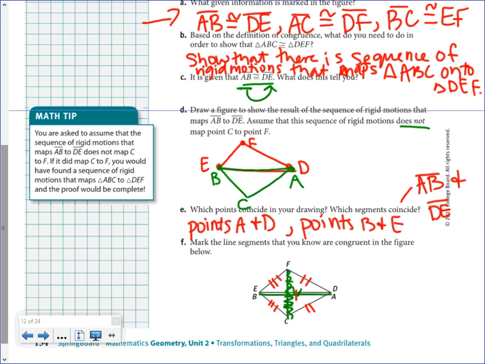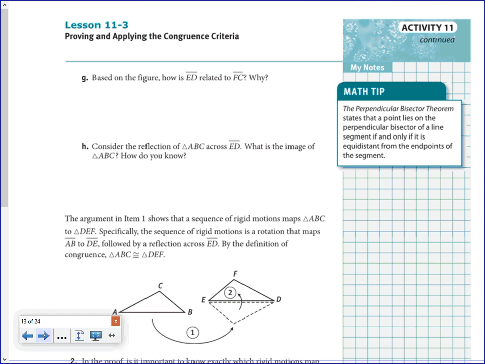And so what that means is that ED, so this is part G, ED is the perpendicular bisector of side FC. And that's because E is equidistant from F and C, so it must lie on the perpendicular bisector of FC by the perpendicular bisector theorem. Likewise, D must also lie on the perpendicular bisector of FC, which means that ED is the perpendicular bisector of FC. And so if you look at the next page here, it tells you the perpendicular bisector theorem.